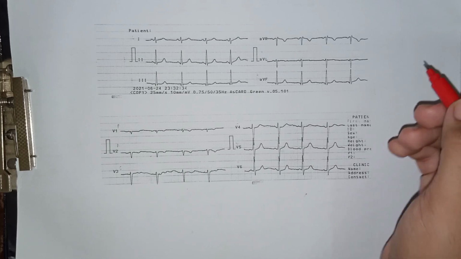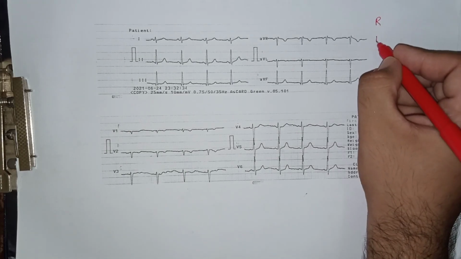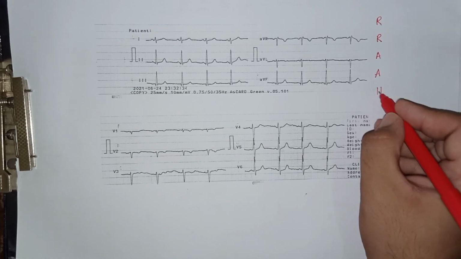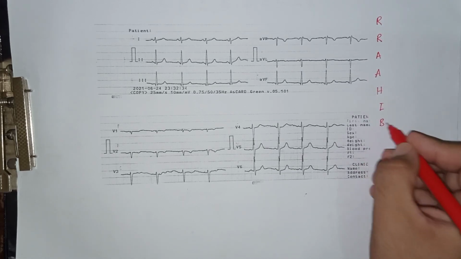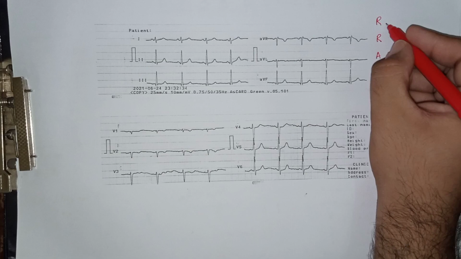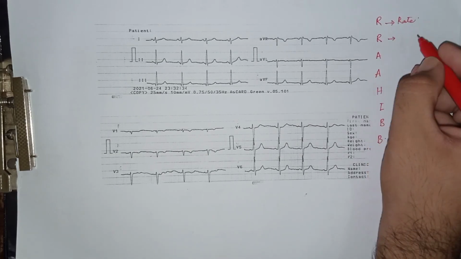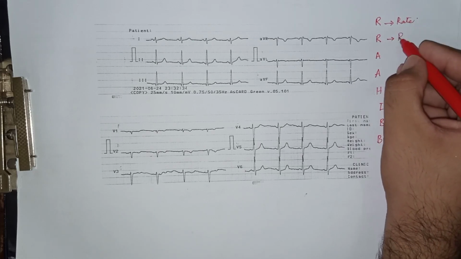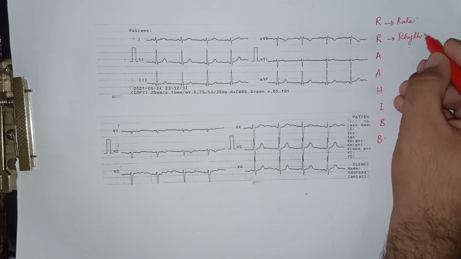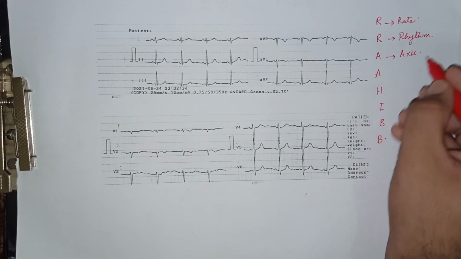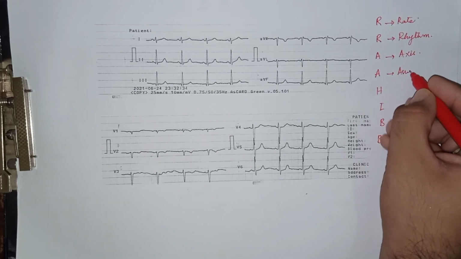So remember the mnemonic RAHIB. The first R is for rate calculation in the ECG, and the second R is for rhythm, which is the second step of ECG reading. A is for the axis, and arrhythmias.